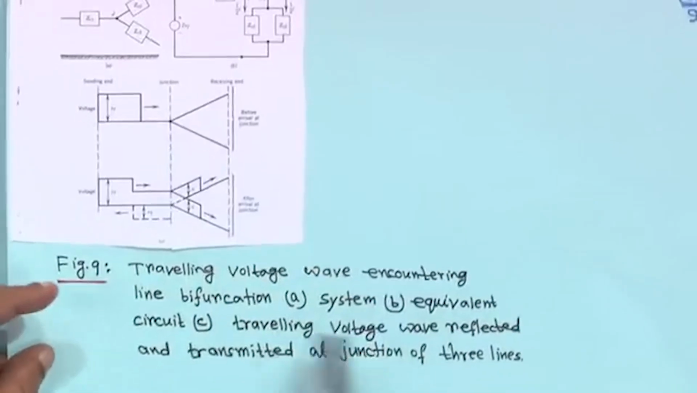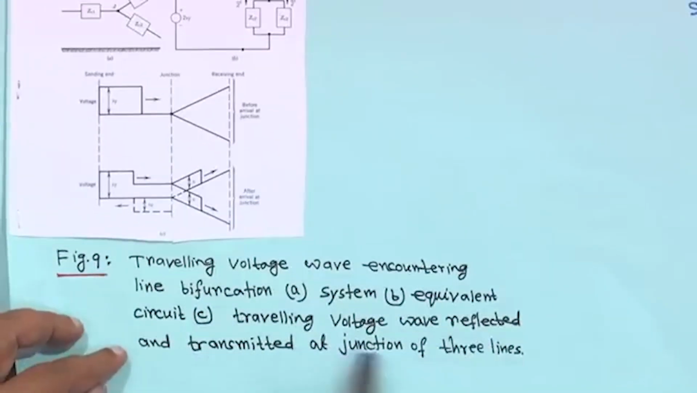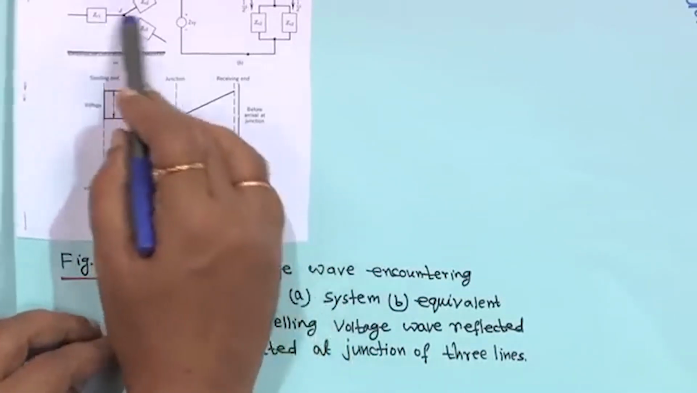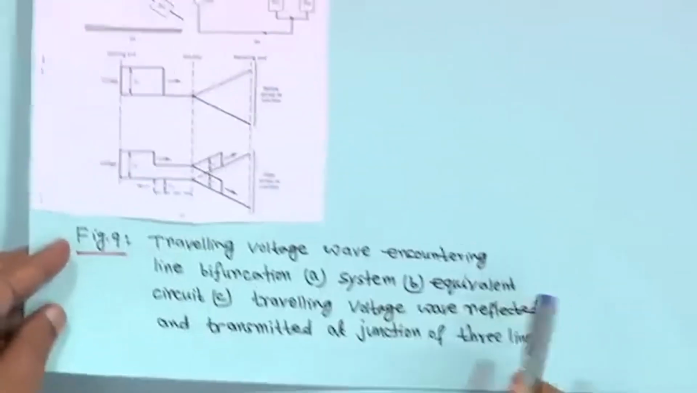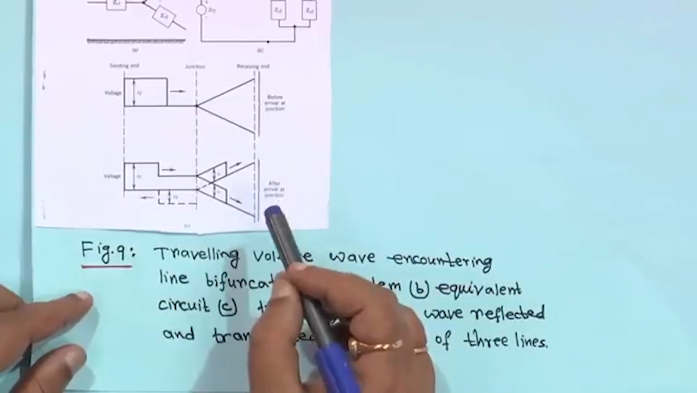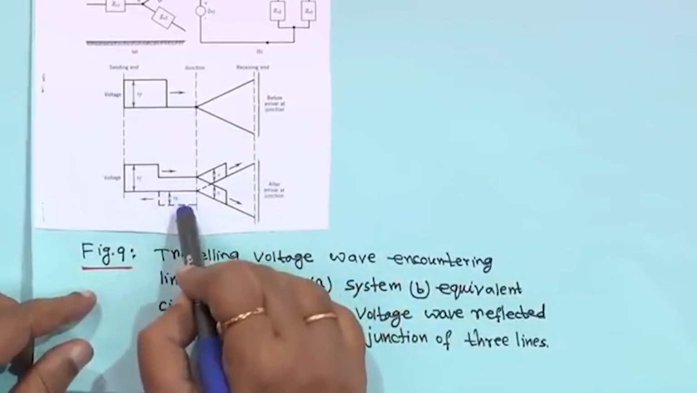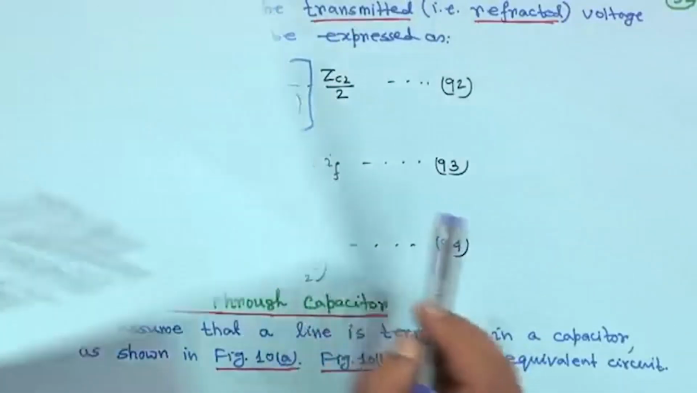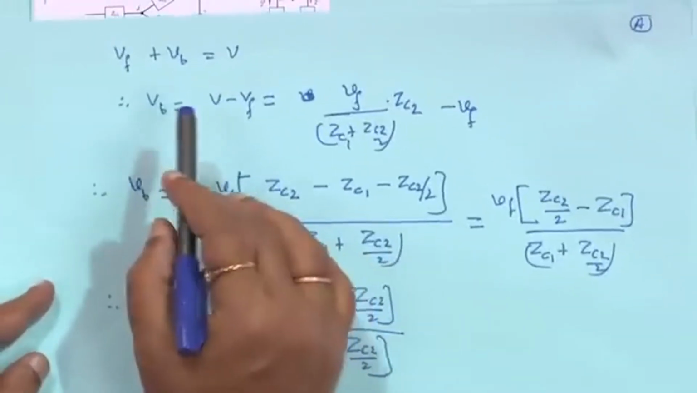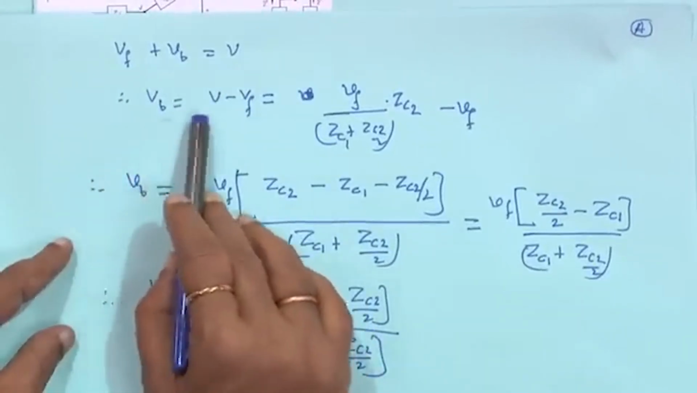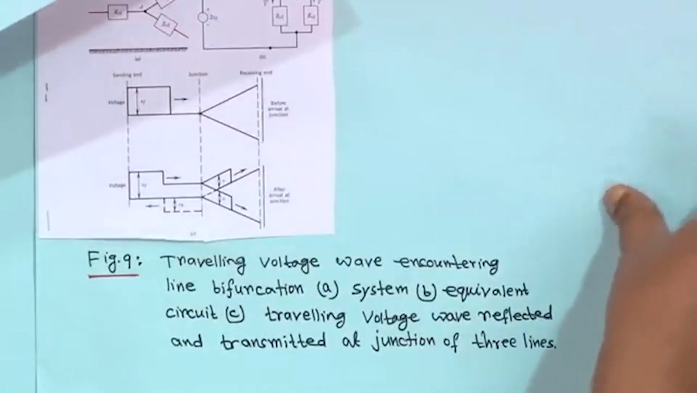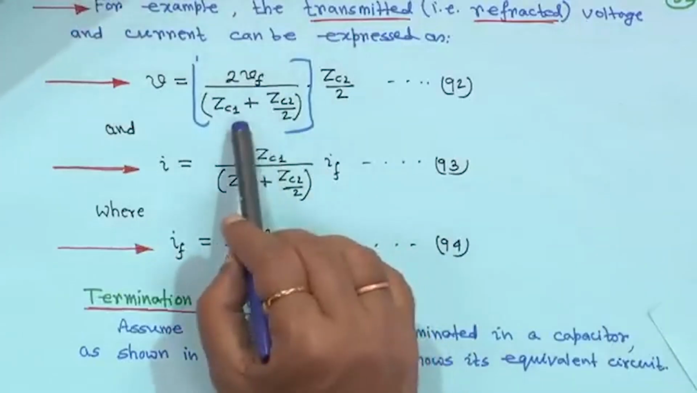That is why figure 9C is the travelling voltage wave reflected and transmitted at the junction of 3 lines, because this is the incoming line, and these two are outgoing lines. So, after arrival at the junction, Vf plus Vb is equal to V. This is the reflected wave. If you want to find the reflected wave, Vf plus Vb is equal to V, that means Vb is equal to V minus Vf, right. And V is equal to 2 Vf upon Zc1 plus Zc2 by 2, into Zc2 by 2.